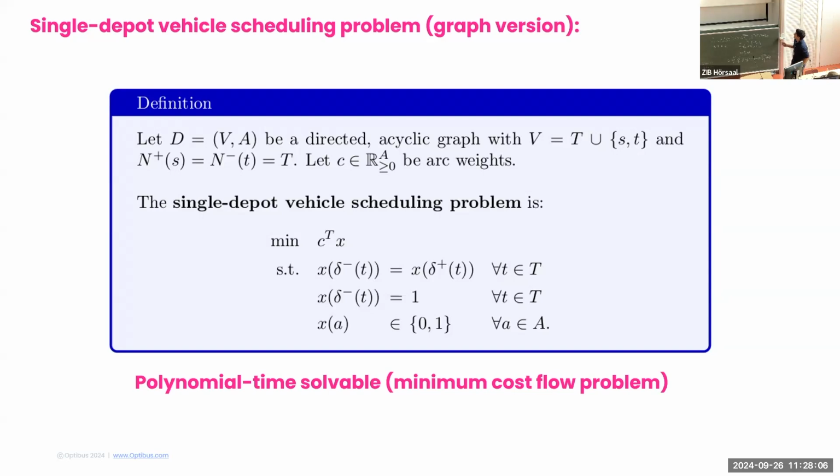Okay, and then there's the problem. For each arc, you have a binary variable, 0 or 1. You want to minimize the cost. And here you have some kind of flow problem. It just tells you, okay, incoming flow has to be equal to the outgoing flow.